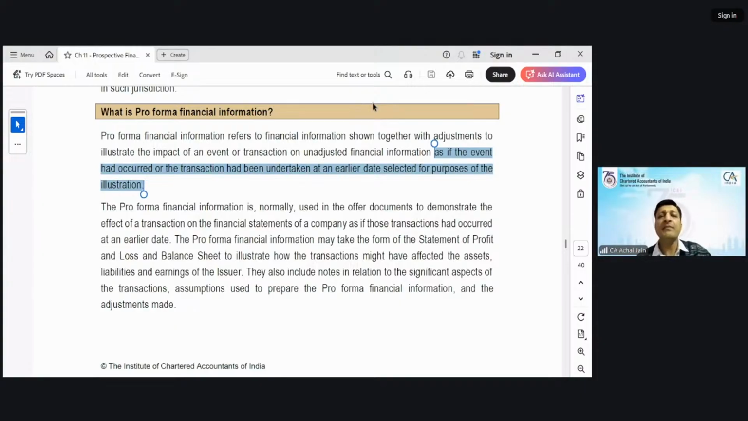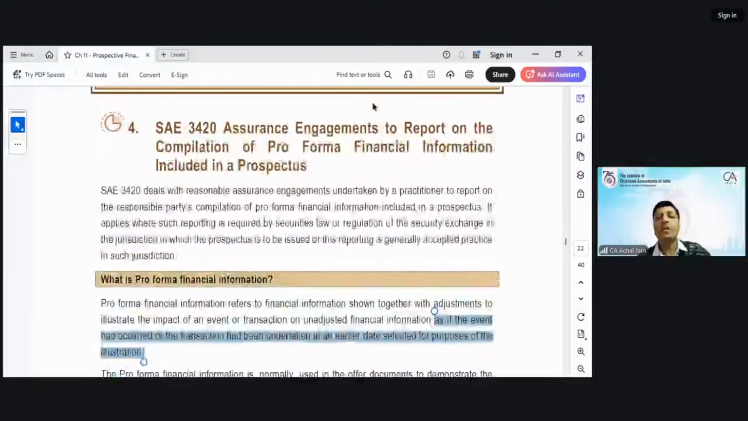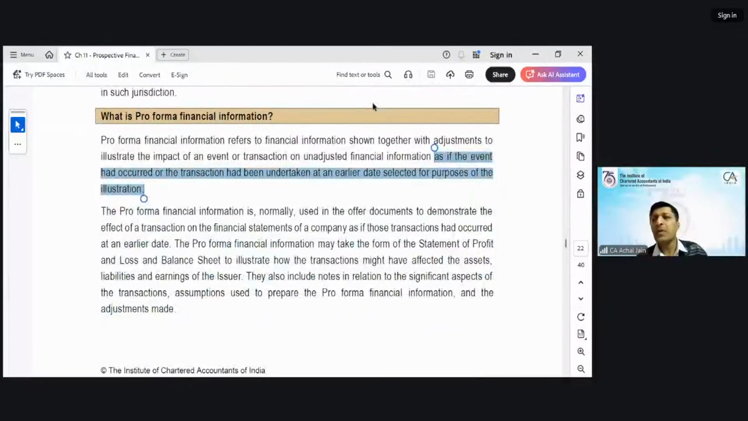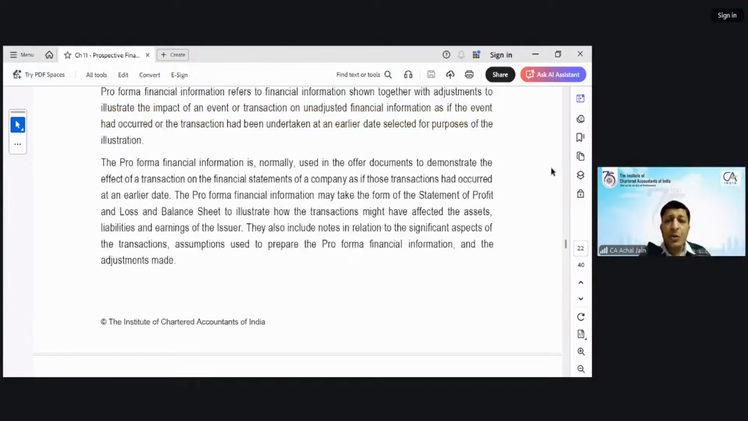Okay, and that's why we are talking about compilation of pro forma financial information included in a prospectus, because otherwise you don't find usage of this information. Okay, right? So it's normally used in the offer documents to demonstrate what effect of a transaction on the financial statements of a company, as if those transactions had occurred at an earlier date.